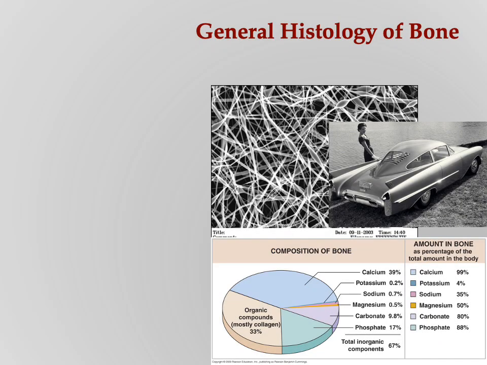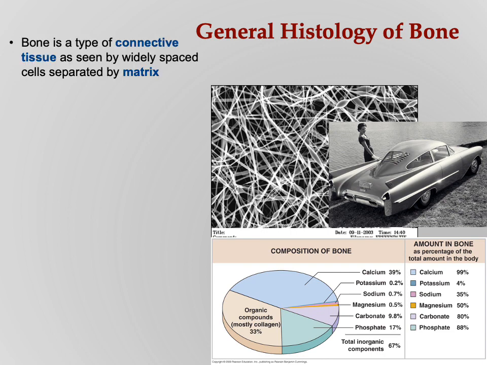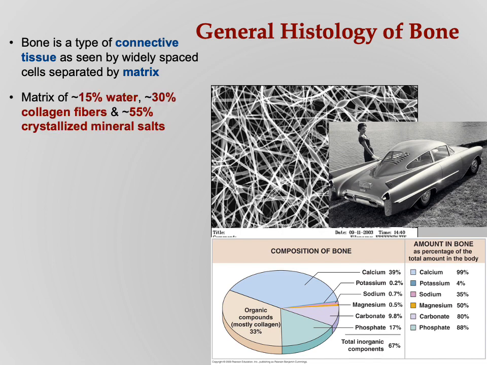So having talked about the classification of bone, both by composition and by shape, let's move on and talk about the histology of bone. Remember, histology means the study of tissue. So bone is a type of connective tissue as seen by widely spaced cells separated by matrix. The matrix is roughly 15% water, 30% collagen fibers, and 55% crystallized mineral salts.